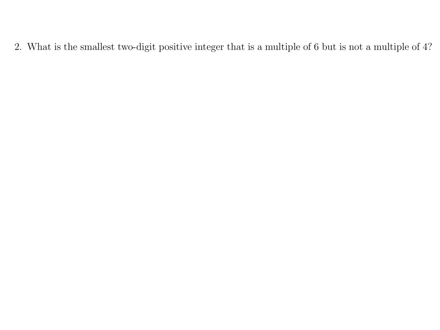What is the smallest two-digit positive integer that is a multiple of 6 but not a multiple of 4? So let's list the multiples of 6. Let's just list the first few: 6, 12, 18, 24, 30, and so on. I think that should be good enough.